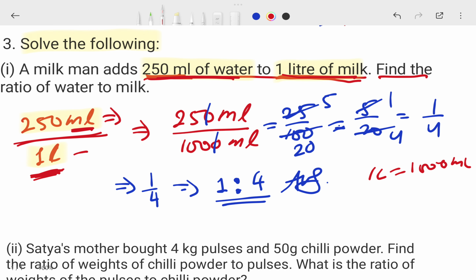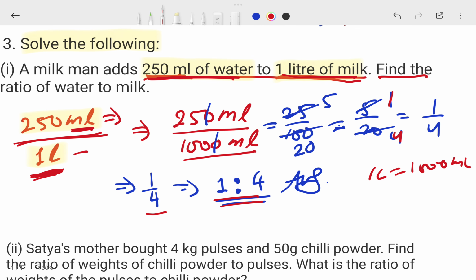I hope you know that. So I converted 1 liter, which equals 1000 milliliter, into milliliter. Here the zeros get cancelled, so 25 and 100 are left. In the 5 table, 25 is 5 times and 100 is 20 times. After that 5 and 20 are left, and 5 ones are 5 and 5 fours are 20. So what is left? 1 by 4, which is not possible to divide. What is not possible to divide, that only we can convert into a ratio. So I converted 1 by 4 into the ratio 1:4, and generally this is our answer. I hope you understand.